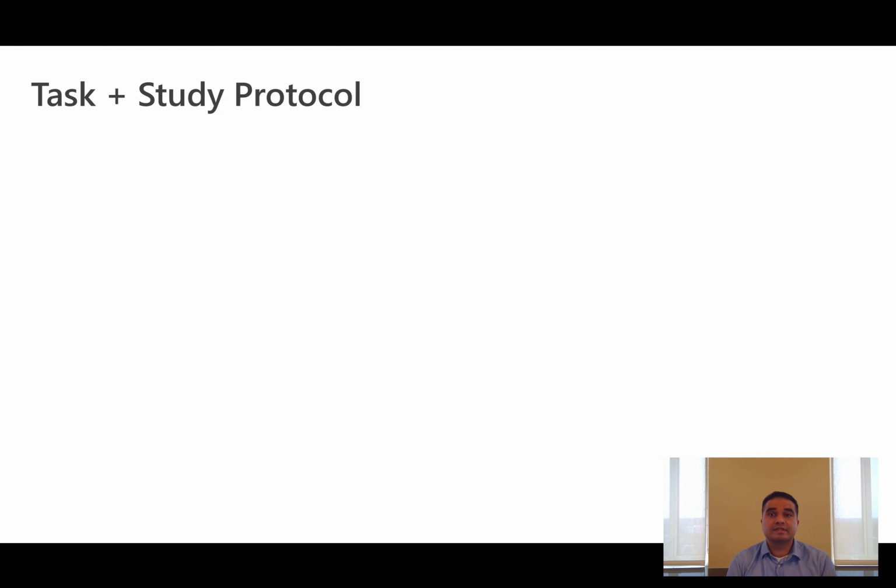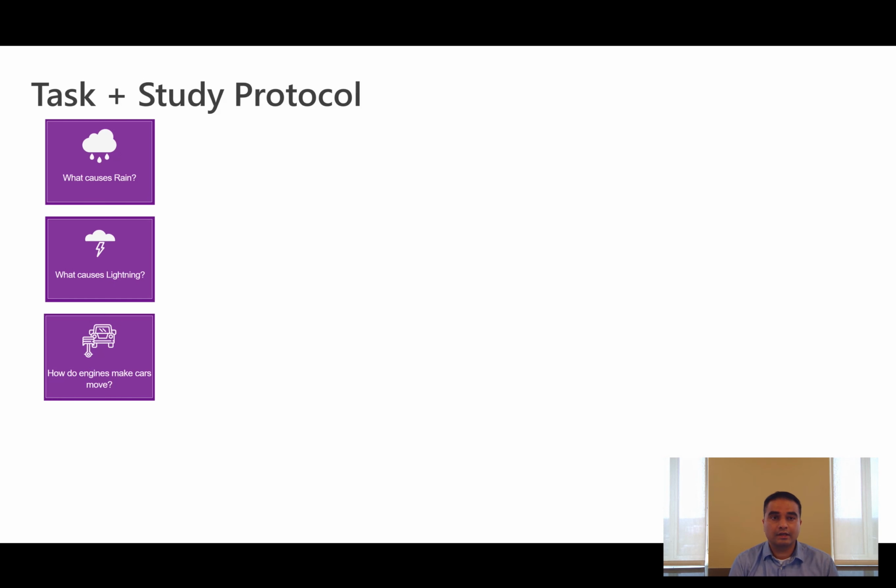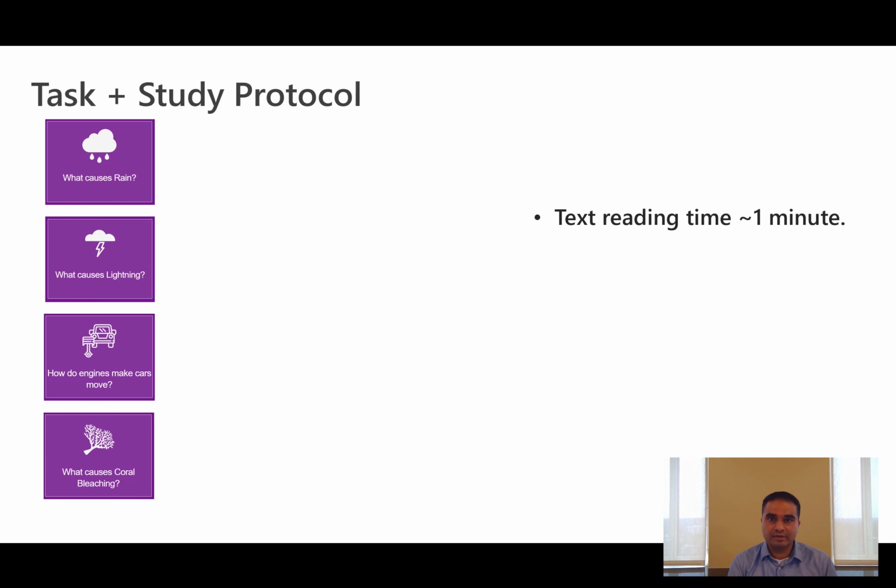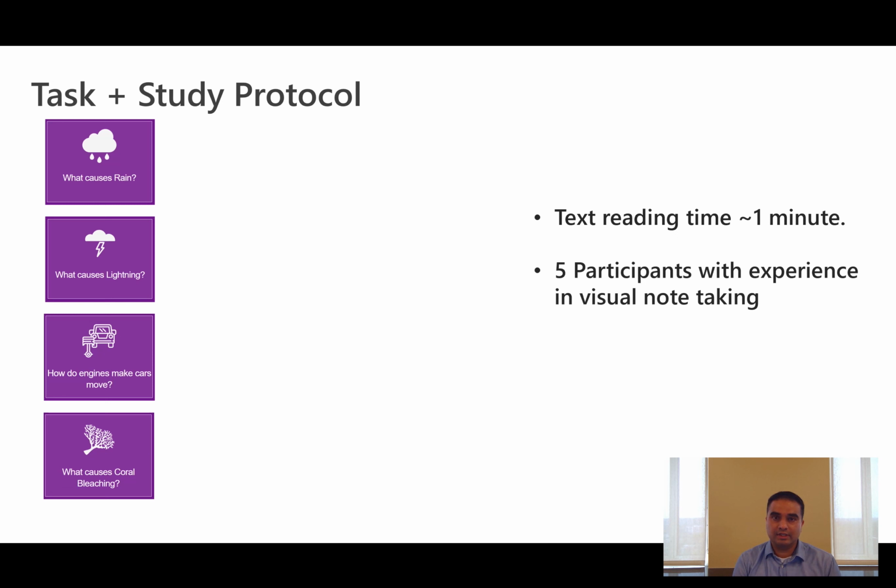For the probe study, we selected 4 different science texts about rain, lightning, car engine, and coral bleaching. Each has a reading time of approximately 1 minute, and all are causal explanations because a majority of science text is causal in nature, and students find it hard to understand causal relationships. We recruited 5 participants with experience in visual note taking, and we asked them to read the text and construct causal diagrams from the explanations.